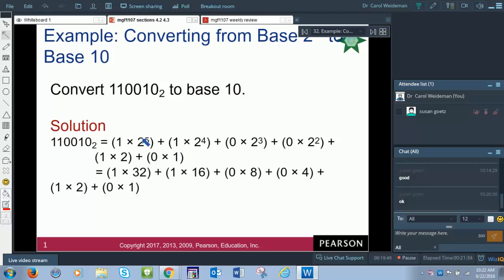And then we go ahead and simplify. So this is 1 times 32 plus 1 times 16 plus 0 times 8, 0 times 4 plus 1 times 2 plus 0 times 1. And so what do we end up with? 32 plus 16 plus 2, which is equal to 50. So this representation of a number in base 2 is equal to 50 in base 10.